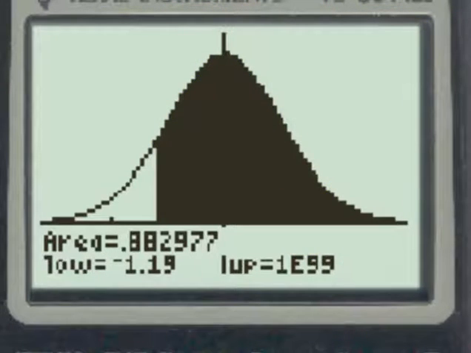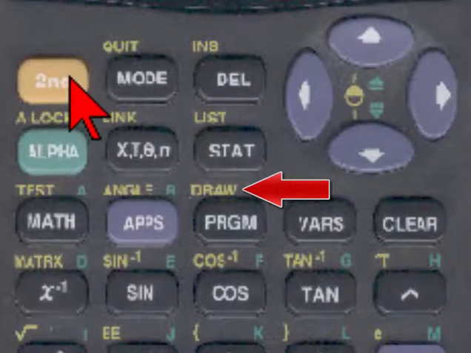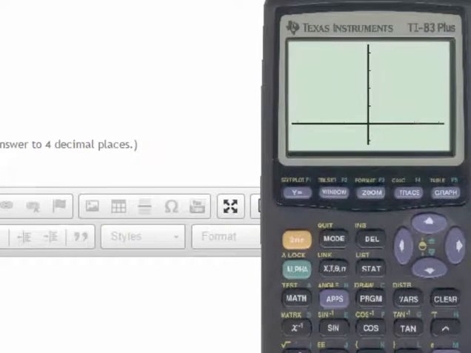Once you finish this problem, we can clear the drawing by going to the draw button in yellow over the program key and simply hitting the enter button to clear the drawing.